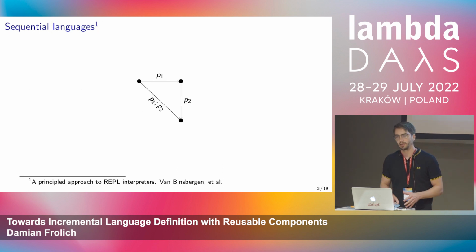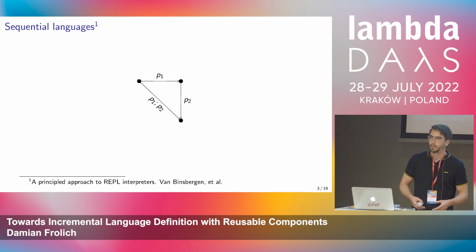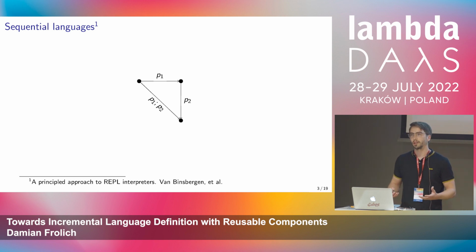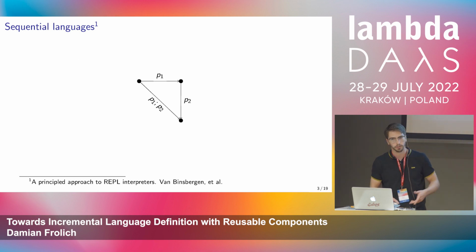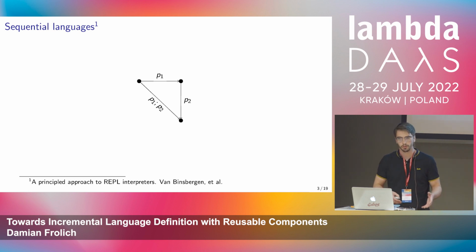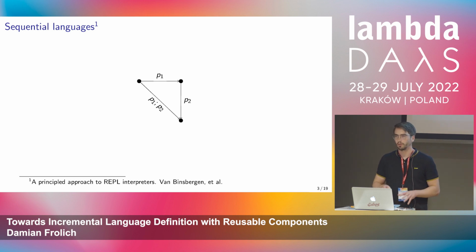In previous work, they found the class of sequential languages, and in the paper they state that sequential languages naturally occur in REPLs. And the main idea of a sequential language is that we have two programs in the language and we can compose them into a new program. So in this example we have P1 and P2. We can compose those into the composition, and the interpretation of P1 then P2 is the same as the interpretation of the composition. So this diagram commutes. So if we have composition following these criteria, then we get incrementality for free.